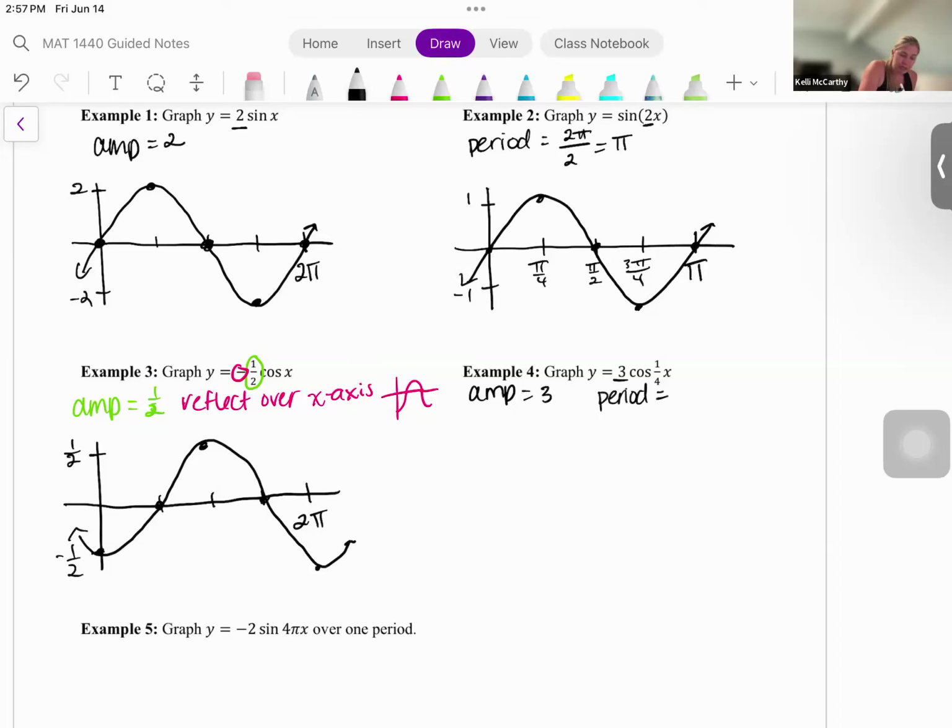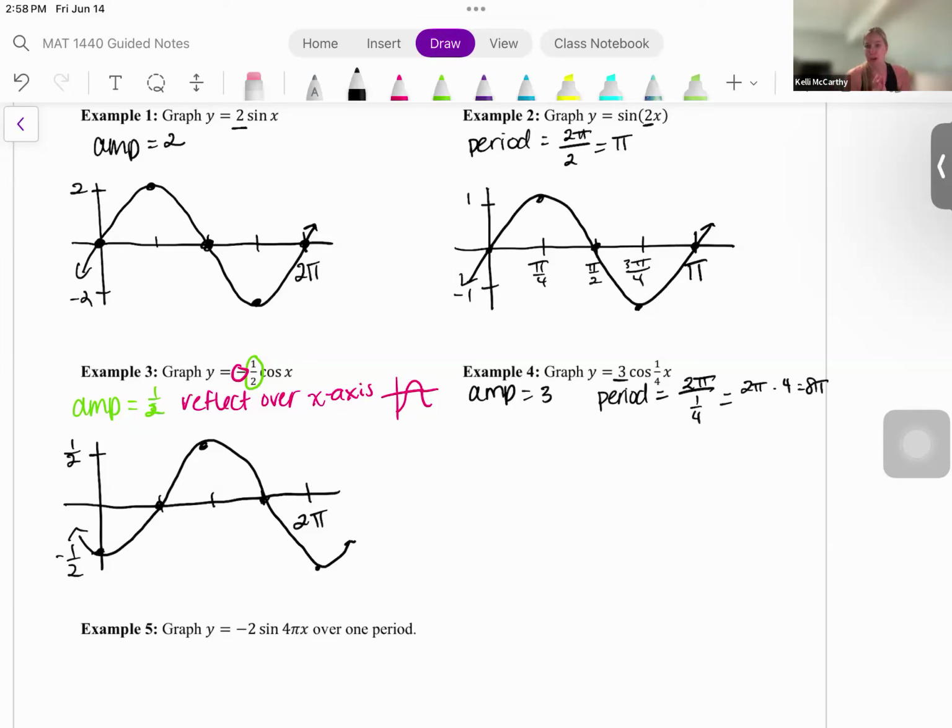So our period is going to be 2 pi divided by that coefficient of 1/4. To simplify this complex fraction, we're going to take 2 pi and multiply it by the reciprocal of the denominator, which is going to be 4/1. So that period is 8 pi.